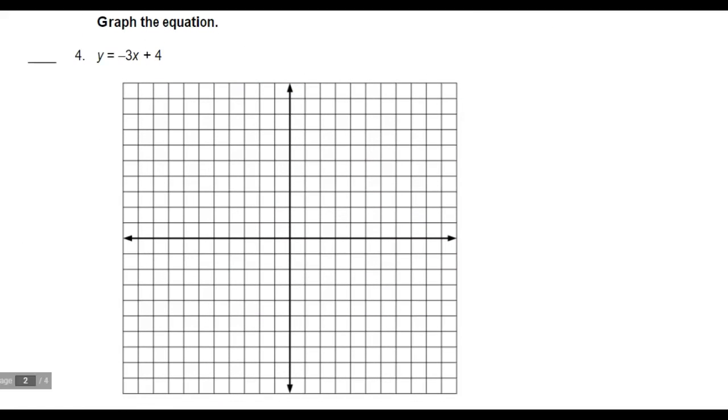Graph, y equals negative 3x plus 4. So, go to 4. 1, 2, 3, 4. My slope's negative 3, so I go down 1, 2, 3 over 1. Down 1, 2, 3 over 1. And I'm just going to do this a few times to make sure. You can also go the opposite way, over 1 up 3, if that helps you. So there is my line. You sketch right through it.